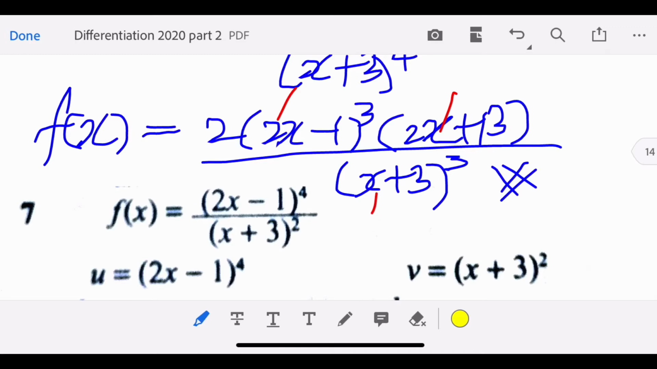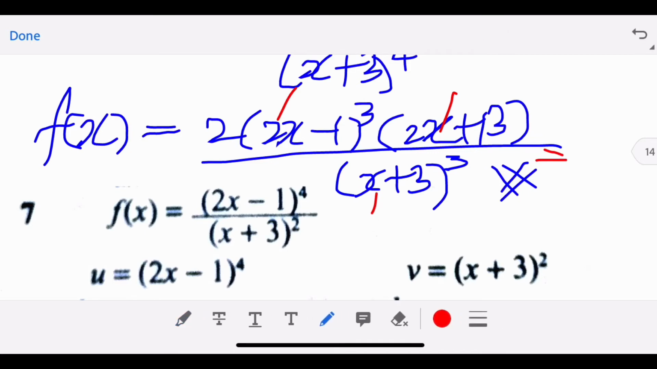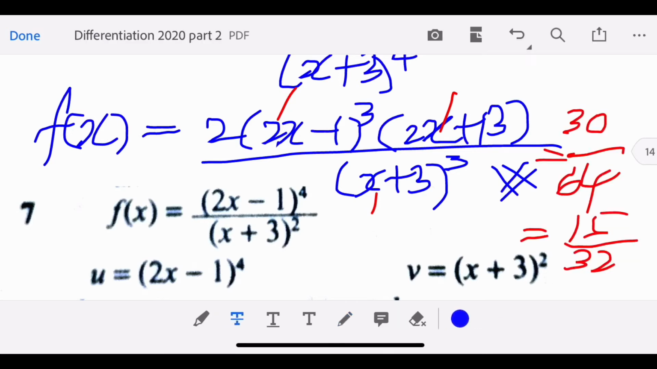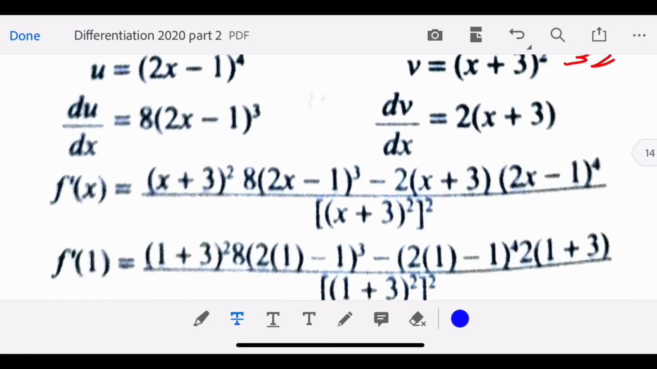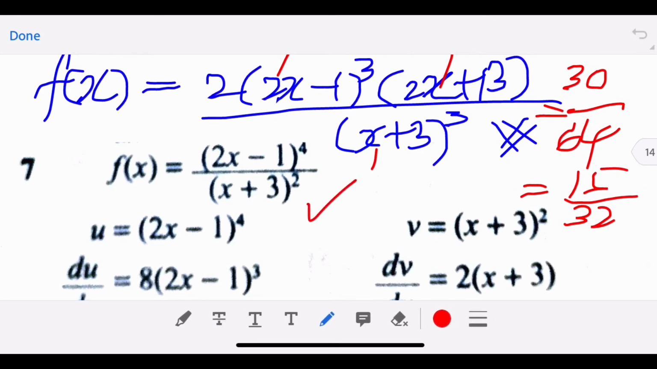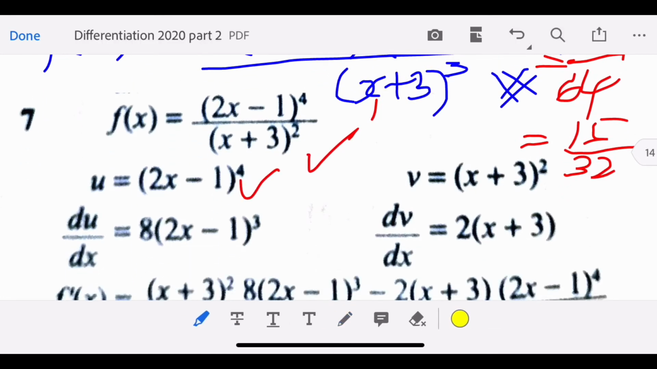So your answer is, after you simplify, you will get 2 minus 1 is 1. That means 2 times 1. Then 2 times 1 plus 3, you get 15 times 2, 30. 30 over (1 plus 3) is 64, 4 to the power 3 is 64. So your answer is 30 over 64, divided by 2, 15 over 32. I guess this is the right answer. Yes, this is the right answer. Let's check through.